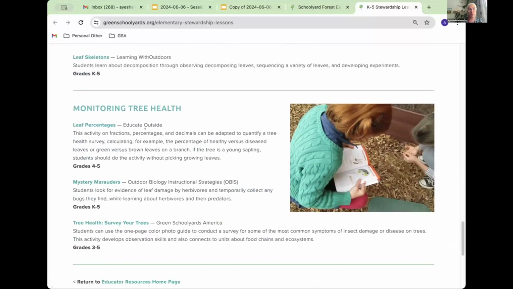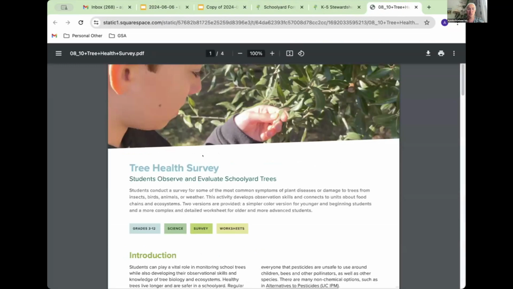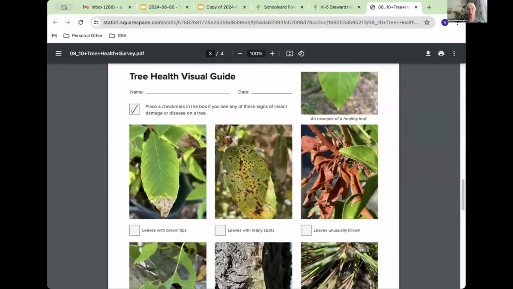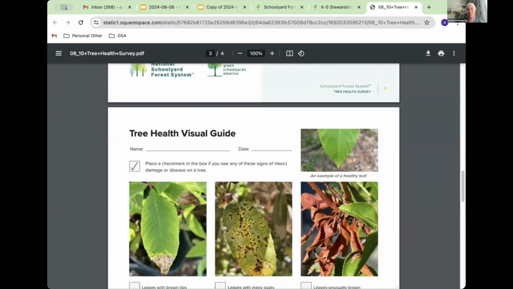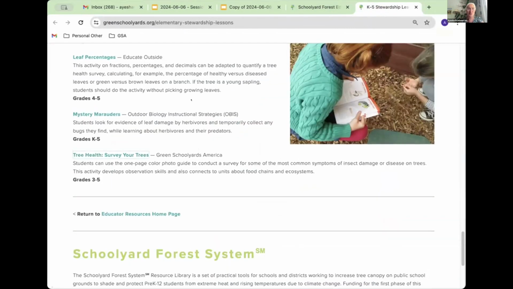Oh, yes, under monitoring tree health, here is the survey, the checklist I showed you, including an easier one that is just a visual guide for younger students. And of course, it's very general. You will have to call in arborists for any hardcore issues. Okay. That's it. I hope that is helpful.